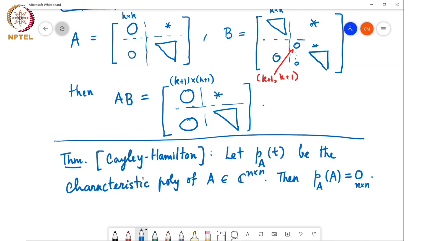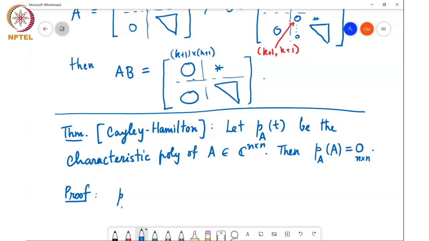So again, this is one of those very cool results of linear algebra that is completely non-intuitive, to me at least. I cannot give you an intuitive reason why a matrix should satisfy its own characteristic polynomial. Okay, so have you guys seen a proof of this theorem?